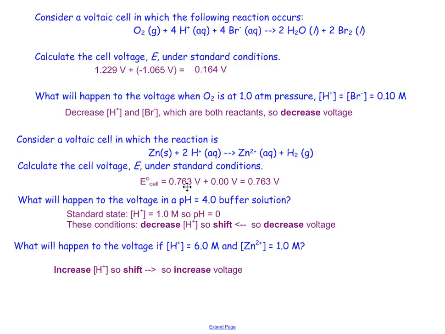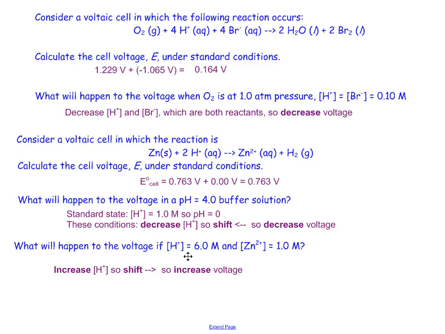With the second one, zinc was pretty easy to find. That one was oxidized, so we had to switch its number. Hydrogen was reduced. pH 4 buffer. You have to think a little bit. Standard state is 1 molar, so pH is 0. If pH is 4, H plus is 1 times 10 to the negative 4th. It's a whole lot smaller. So if I decrease hydrogen ion, I shift to the left and decrease the voltage.